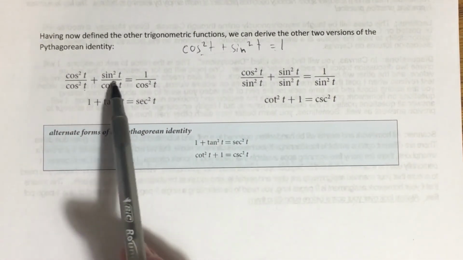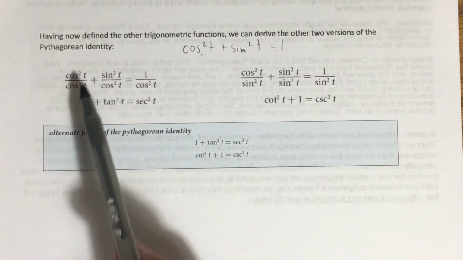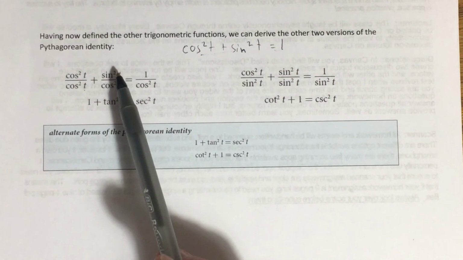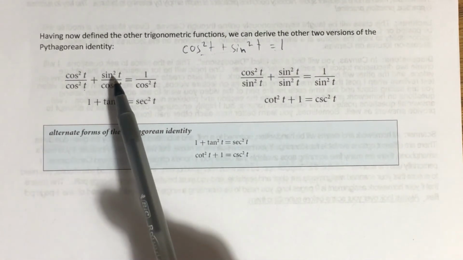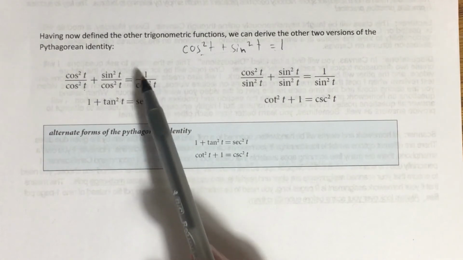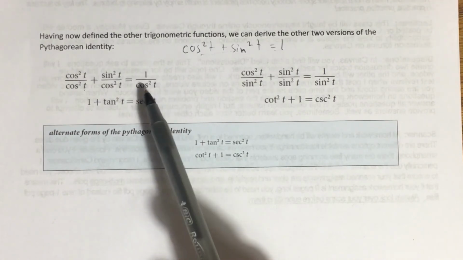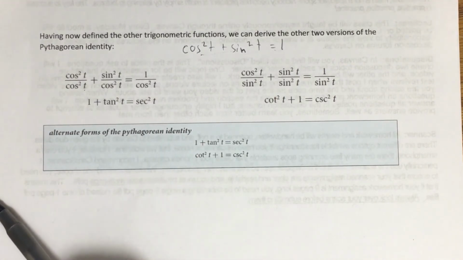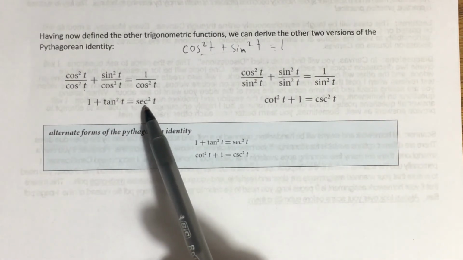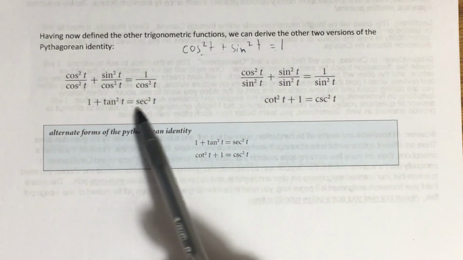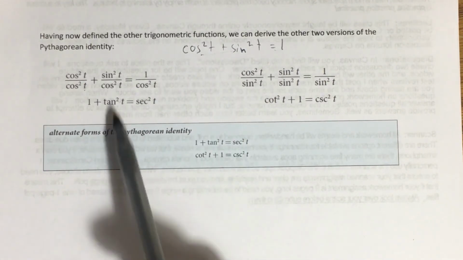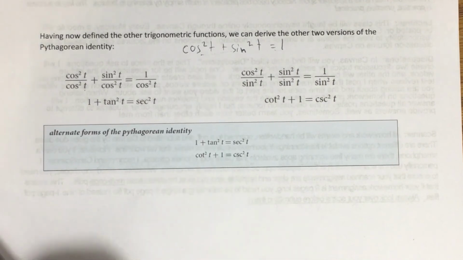Okay, dividing everything by cosine squared. Well, cosine squared over cosine squared is 1, because I'm dividing something by itself. Sine over cosine is tangent, so it follows that sine squared over cosine squared would be tangent squared. And then finally, 1 over cosine squared, that's the reciprocal of cosine squared, which is secant squared. That gives me 1 plus tangent squared of t equals secant squared of t. And this is an alternative version of the Pythagorean identity. It's something that can be used in place of this one if we needed to.